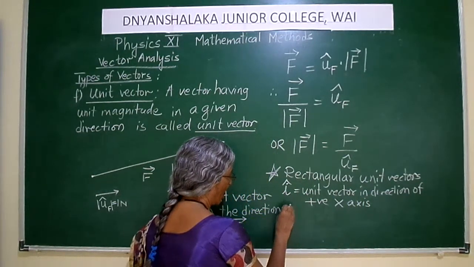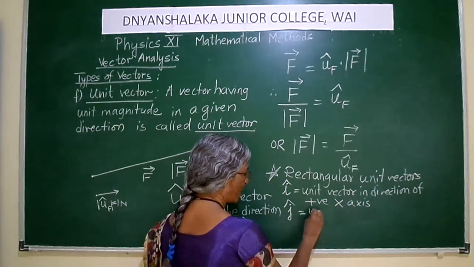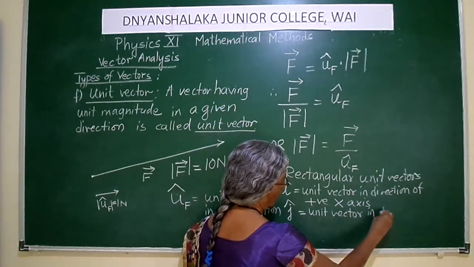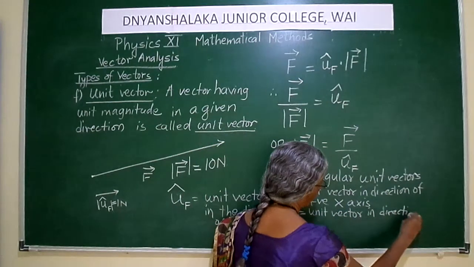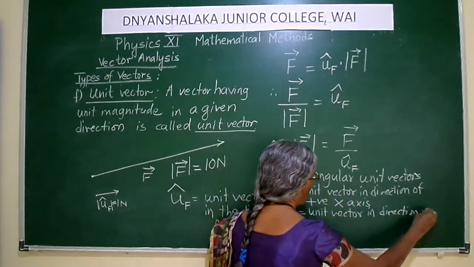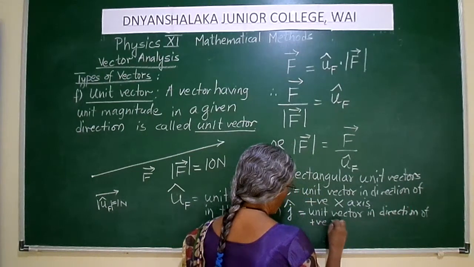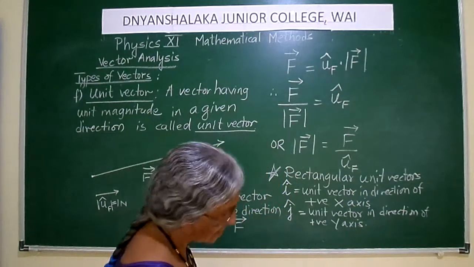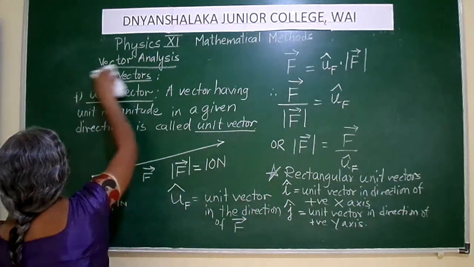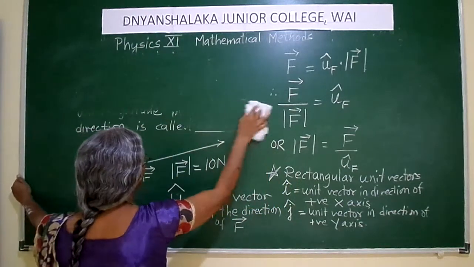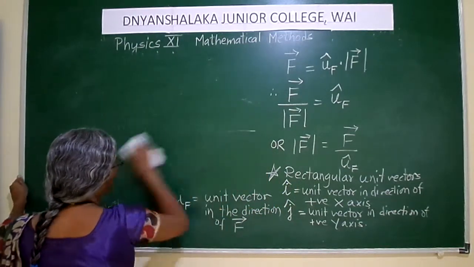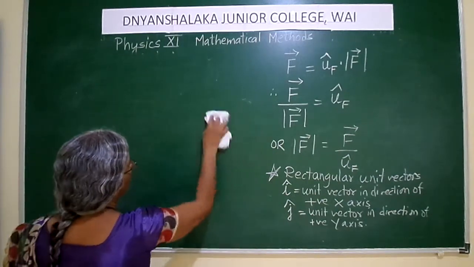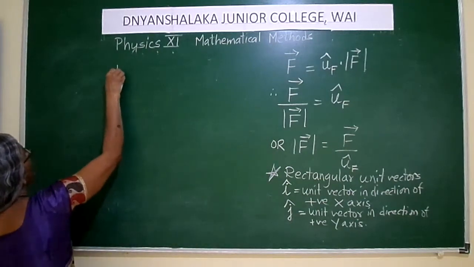n cap vector j is the unit vector in the direction of the positive y-axis. Okay, and n cap vector k is the unit vector in the direction of the z-axis, positive z-axis.